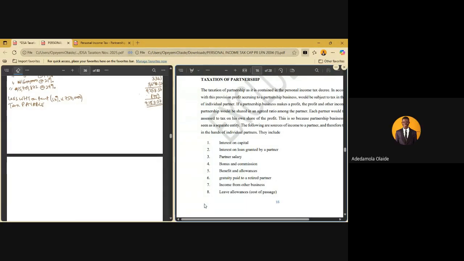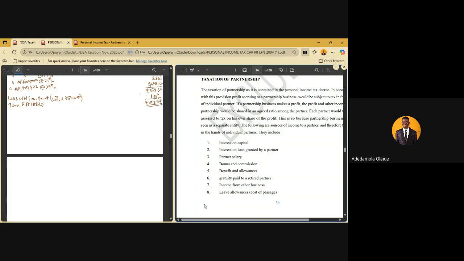Okay, good evening. So tonight we'll be looking at personal income tax of partners in partnership business. For personal income tax of partners in partnership business, their assessment is almost the same as how we've been assessing others. Just that, we know that the income of a partnership business is to be shared between the partners.